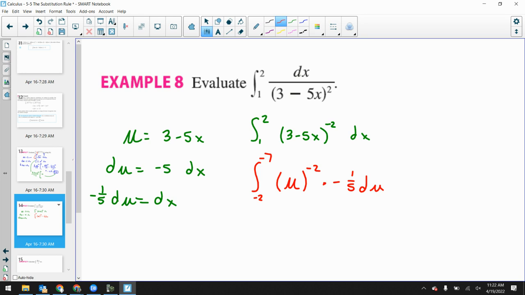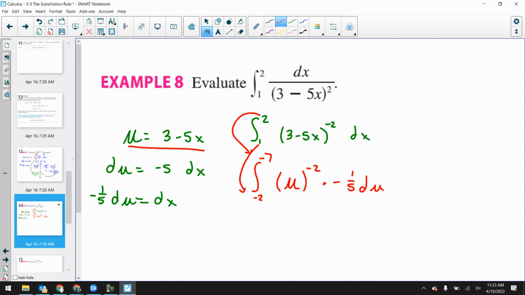Okay. Again, all I did was run it through u. You're not running it through anything of the original function. You kind of have to ignore that for a second. All you're doing is running it through u. 2 turned into the negative 7. 3 minus 10 is negative 7, not negative 8. And then the 1 turned into the negative 2. 3 minus 5 is negative 2.